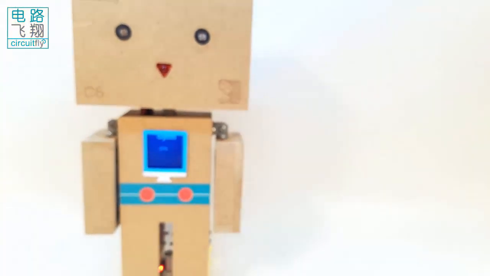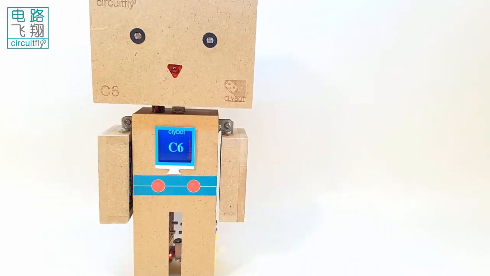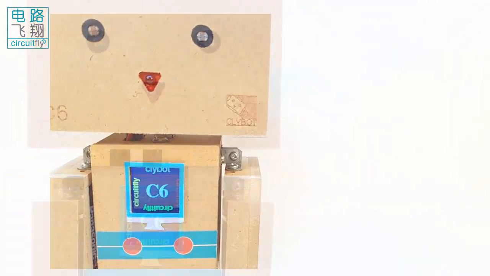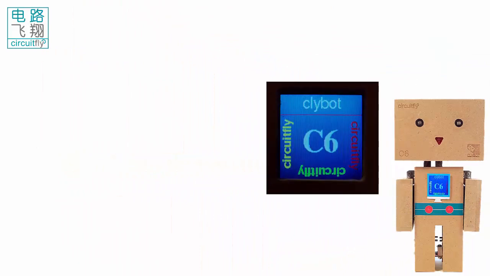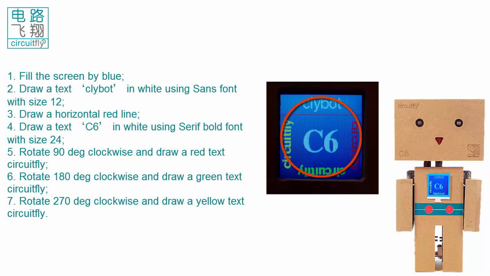The LED on the Clybot C6 chest performs a couple of display functions. One, fill the screen with blue. Two, draw a text "Clybot" in white using sans font with size 12. Three, draw a horizontal red line. Four, draw a text "C6" in white using serif bold font with size 24.